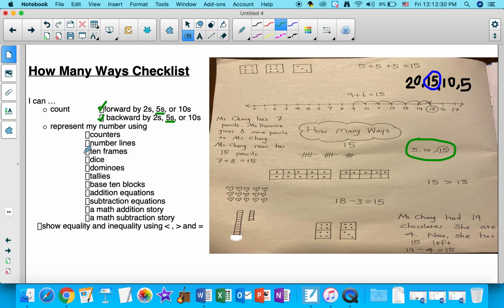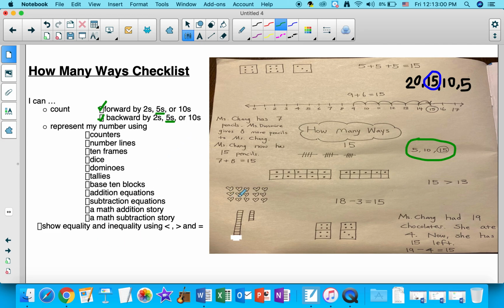counters, number lines, 10 frames, dice, dominoes, tallies, base 10 blocks, addition equations, subtraction equations, a math addition story, a math subtraction story.